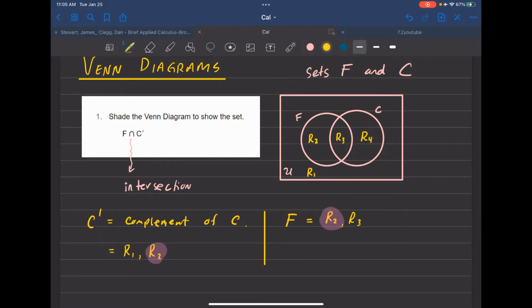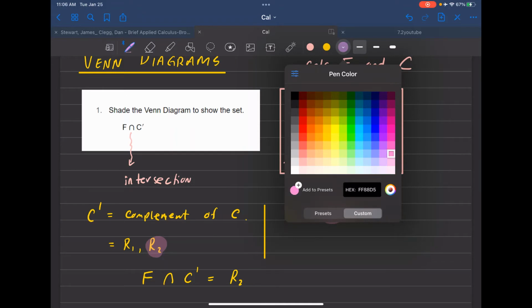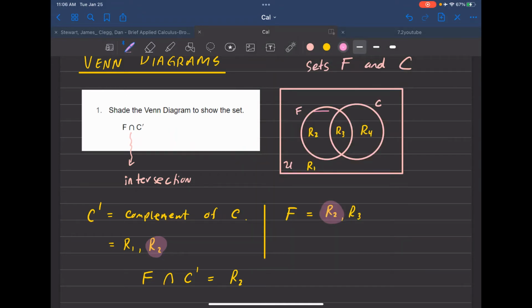Therefore, we're going to say that F intersect with C complement is only region 2. So that's what we're going to shade in. So region 2 is going to be shaded in. Let's do that. This is region 2. So that's how you draw Venn diagrams of a specific set. I hope this makes sense.